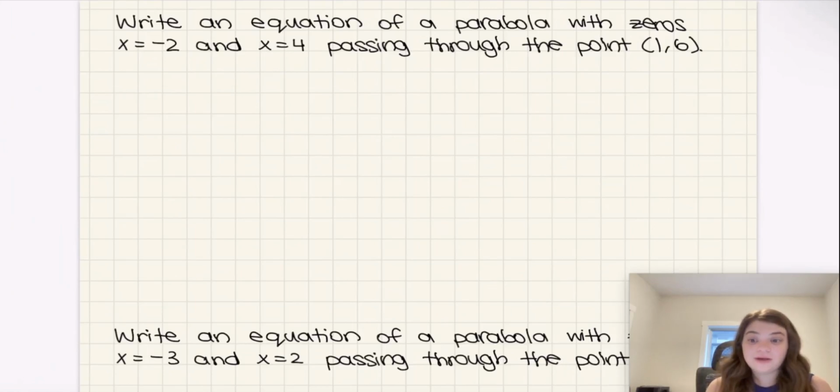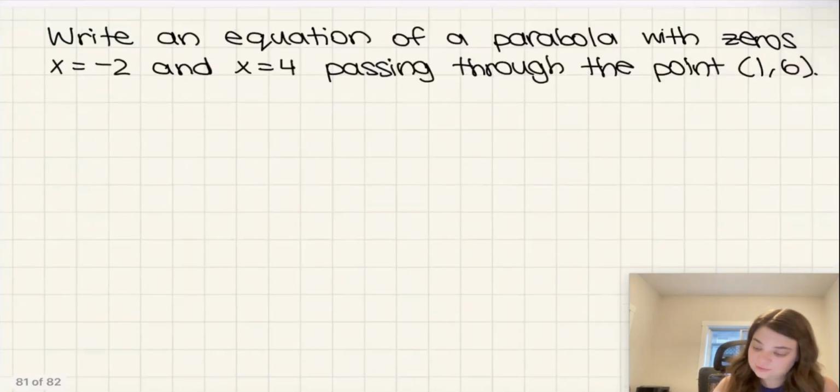Hello, everyone. Welcome back. Today, we're going to be writing an equation of a parabola given the zeros and also given a point it passes through. So here it says to write the equation of a parabola with zeros -2 and 4 that passes through the point (1, 6). So first, let's recall the general equation for a parabola that has two zeros in factored form.